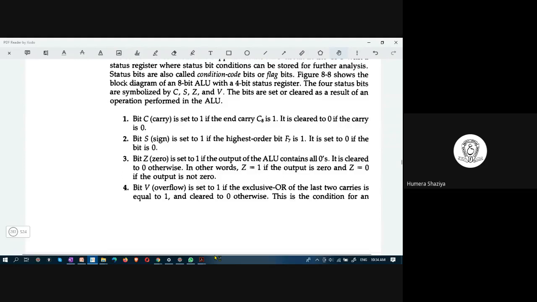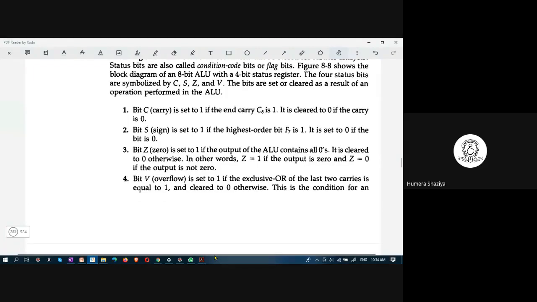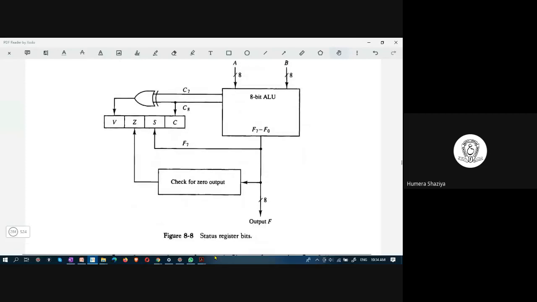That is carry bit. Sign bit. Sign bit is 1 for negative, 0 for positive. Zero bit is set to 1 if all the bits in a register are 0, otherwise 0. Overflow: if the result is not stored completely in a register and there is an overflow, then overflow will be set to 1, otherwise 0. These are status register bits.